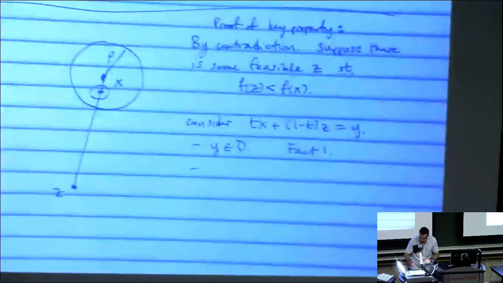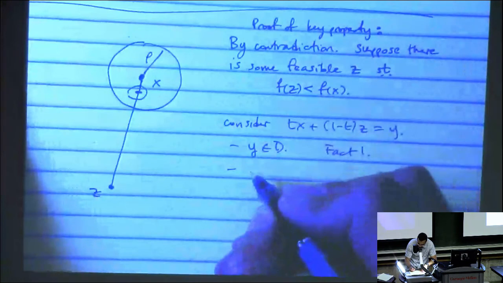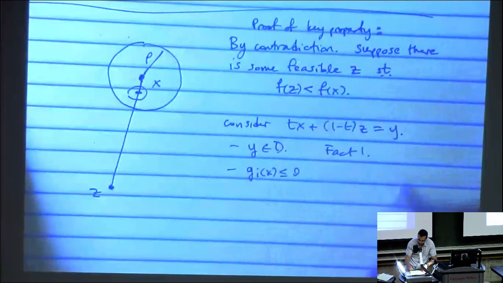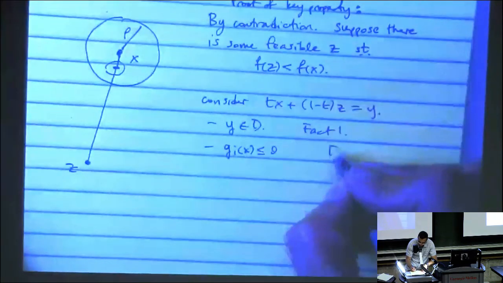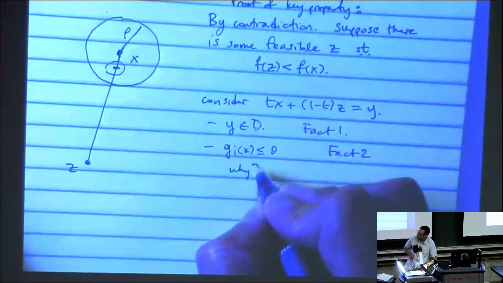Okay, the other fact that we're going to use is that all the gi of y's are less than or equal to 0. That's true because, sorry, I should say at the point y.